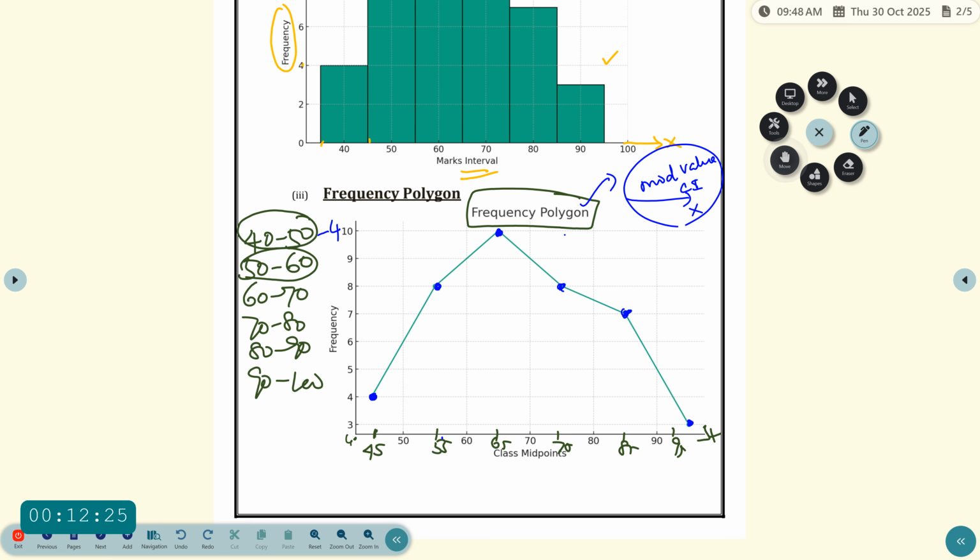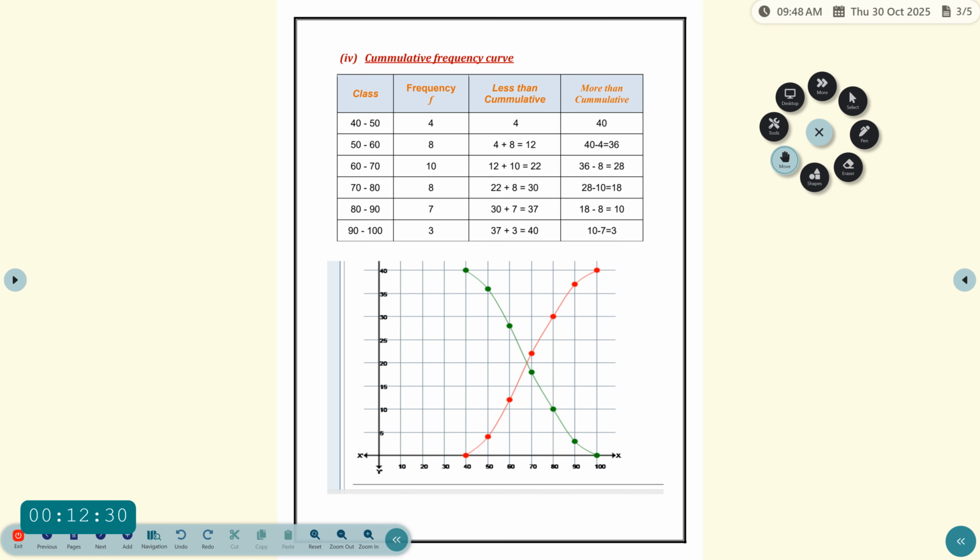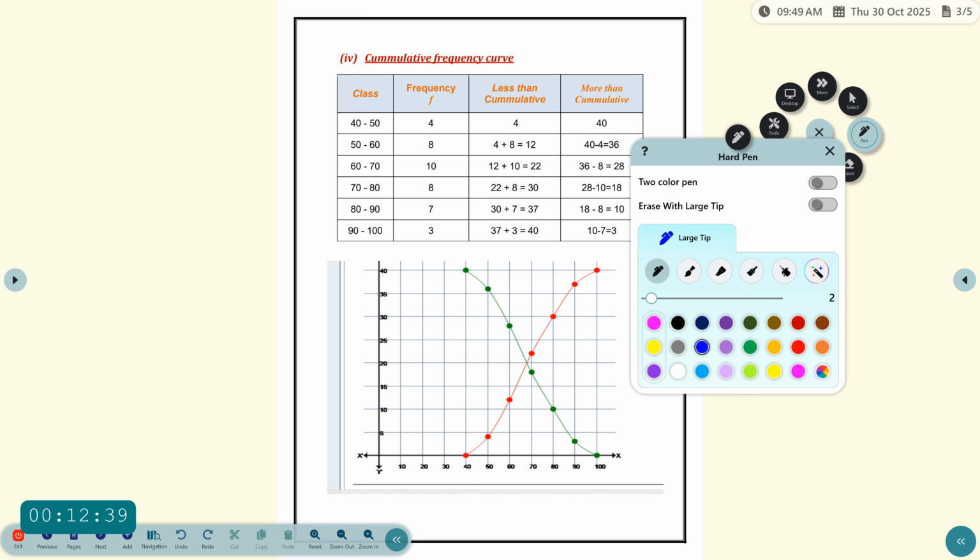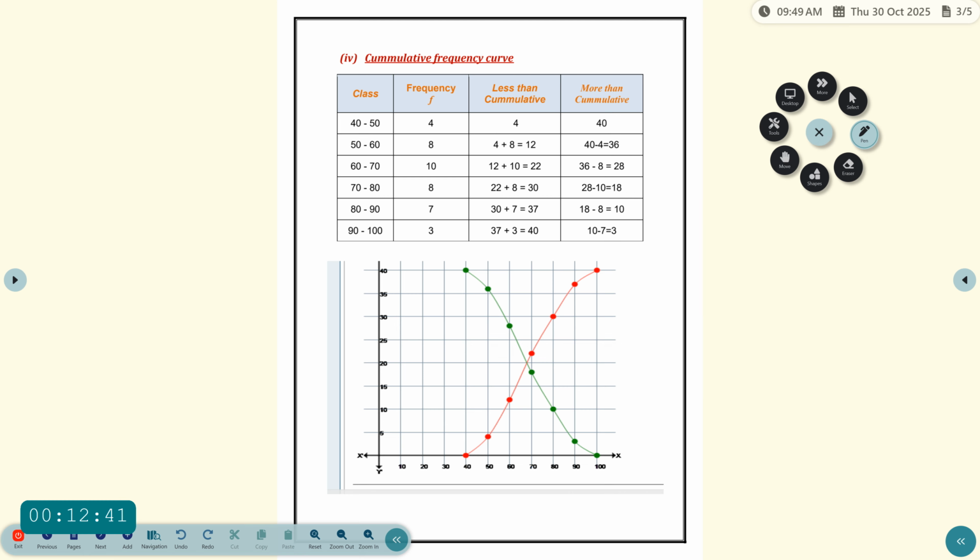Okay. Next, what is the fourth one? We have to construct the OGIVE curve. Cumulative frequency curve is our fourth one. This I also explained in detail in the previous classes. The class interval is taken as it is. Then the frequency is entered as per the given table.